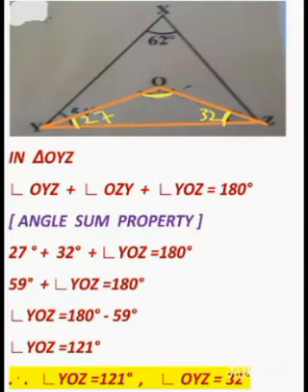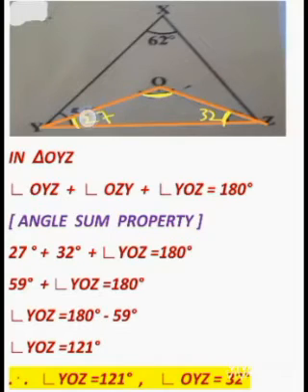Okay, children, now we got angle Y as 27 degrees and angle Z as 32 degrees. Now, we have to find out the angle O. So, let us consider this triangle OYZ. Now, angle O plus angle Y plus angle Z is equal to 180 degrees. The reason, children? Angle sum property. So, angle OYZ plus angle OZY plus angle YOZ is equal to 180 degrees.